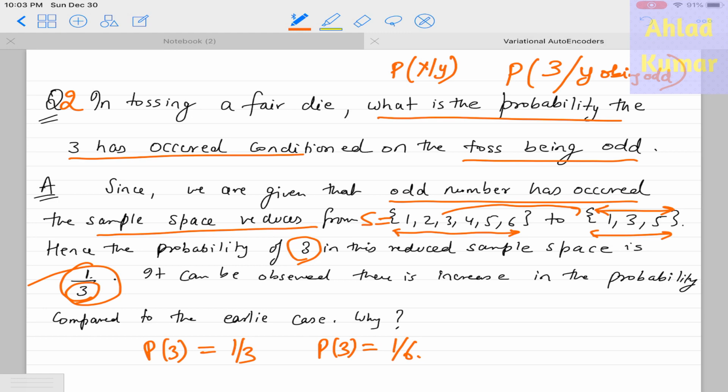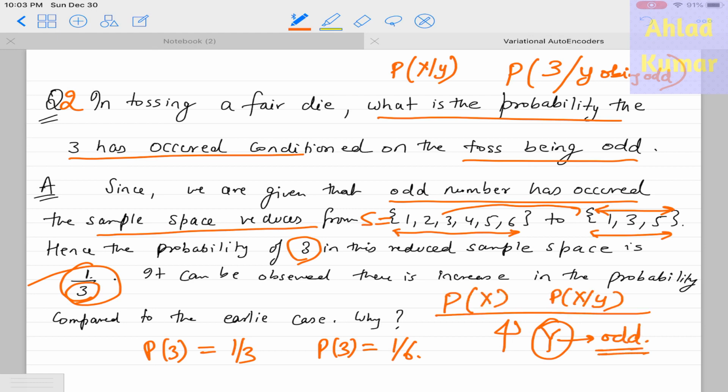So what does it show? It shows that the probability of 3 is increased when it is conditioned on Y. And what was the condition on Y? The Y should be odd. So it is very important to know that P of X and P of X given Y can have different interpretations. This is basically the concept of conditional probability, where the probability of X can be affected by Y a lot, as you can see over here, where the probability of 3 in this case is 1 by 3, which is increased as compared to the earlier case, which was 1 by 6.